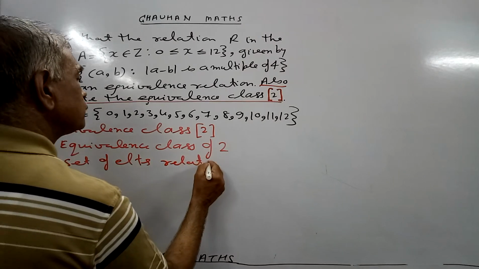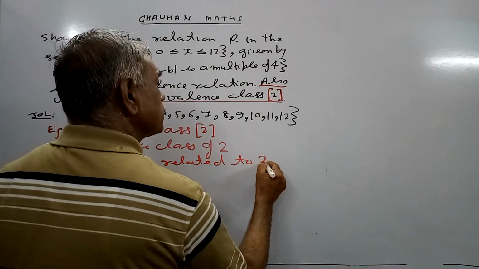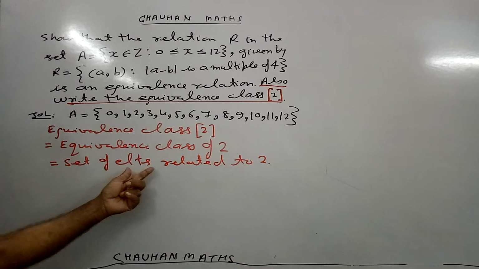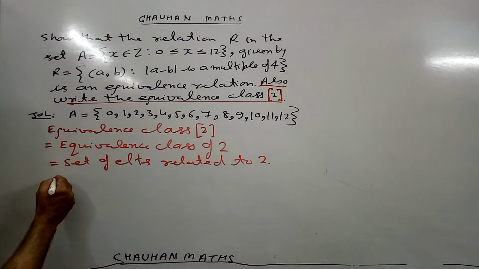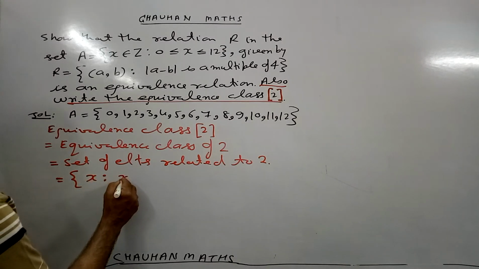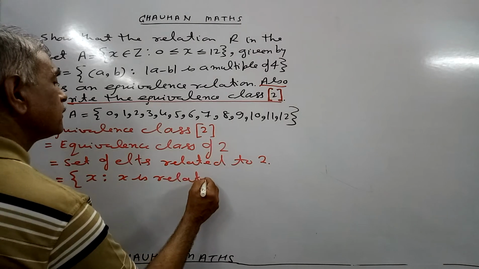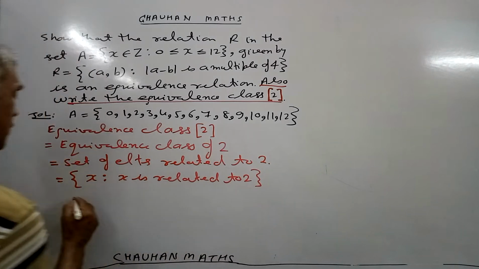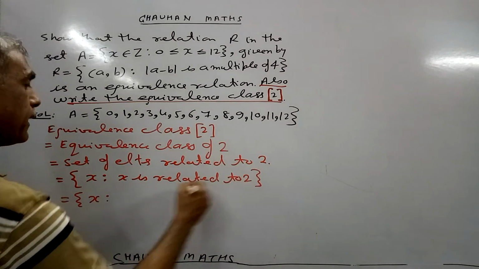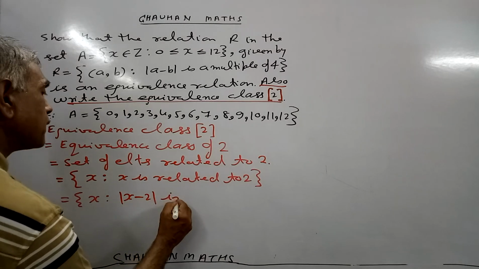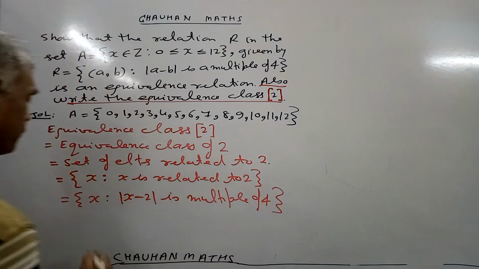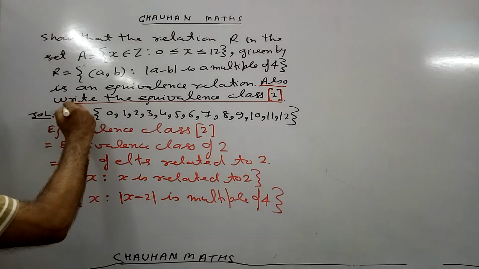related to particular element 2. We are searching a set of those elements which are related to 2. Means we are searching for elements like x such that x is related to 2. This means we are searching those elements x such that mod x minus 2 is multiple of 4. X must come from the set A.